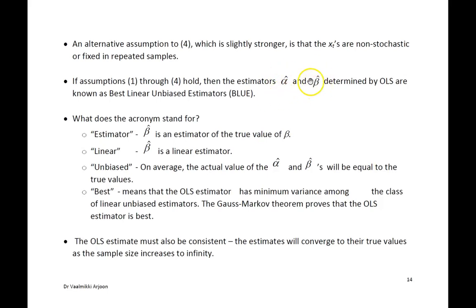Now, once 1 through 4 hold, then that means that the OLS estimators of alpha and beta, meaning alpha hat and beta hat, are known as the best linear unbiased estimators. In other words, the BLUE, right? And remember, beta hat is an estimator of the true value of beta, right? It's linear because beta hat is a linear estimator. It's unbiased because on average, the actual values of alpha hat and beta hat will be equal to the true values, okay? And best meaning that it has a minimum variance among the class of linear unbiased estimators. And this is where the Gauss-Markov theorem proves that the OLS estimator is the best.